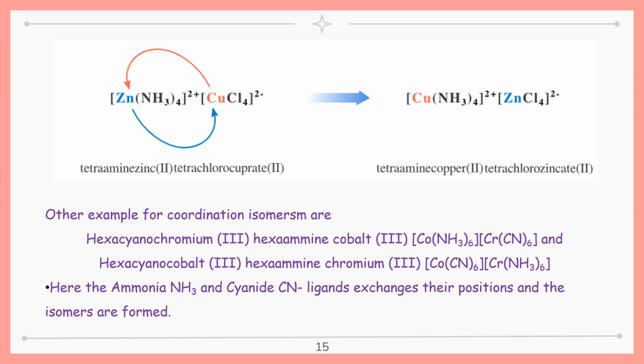So here is an example of tetraamminezinc(II) tetrachlorocuprate(II), which exchanges the zinc and the copper metals. The other example is hexacyanochromate, hexaamminecobalt, which exchanges the chromium and the cobalt metal atoms. Here, the ammonia and the cyanide ligands exchange positions and the isomers are formed.